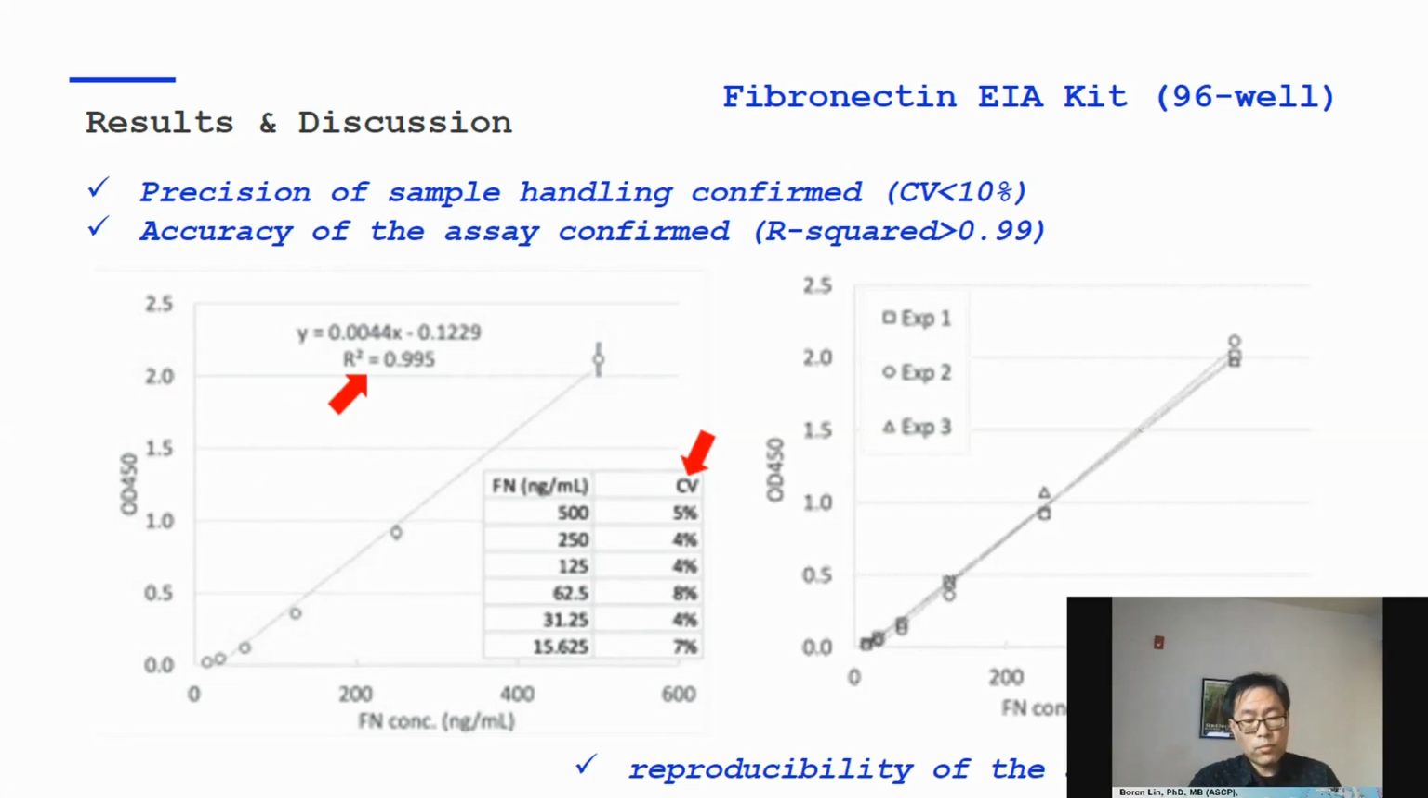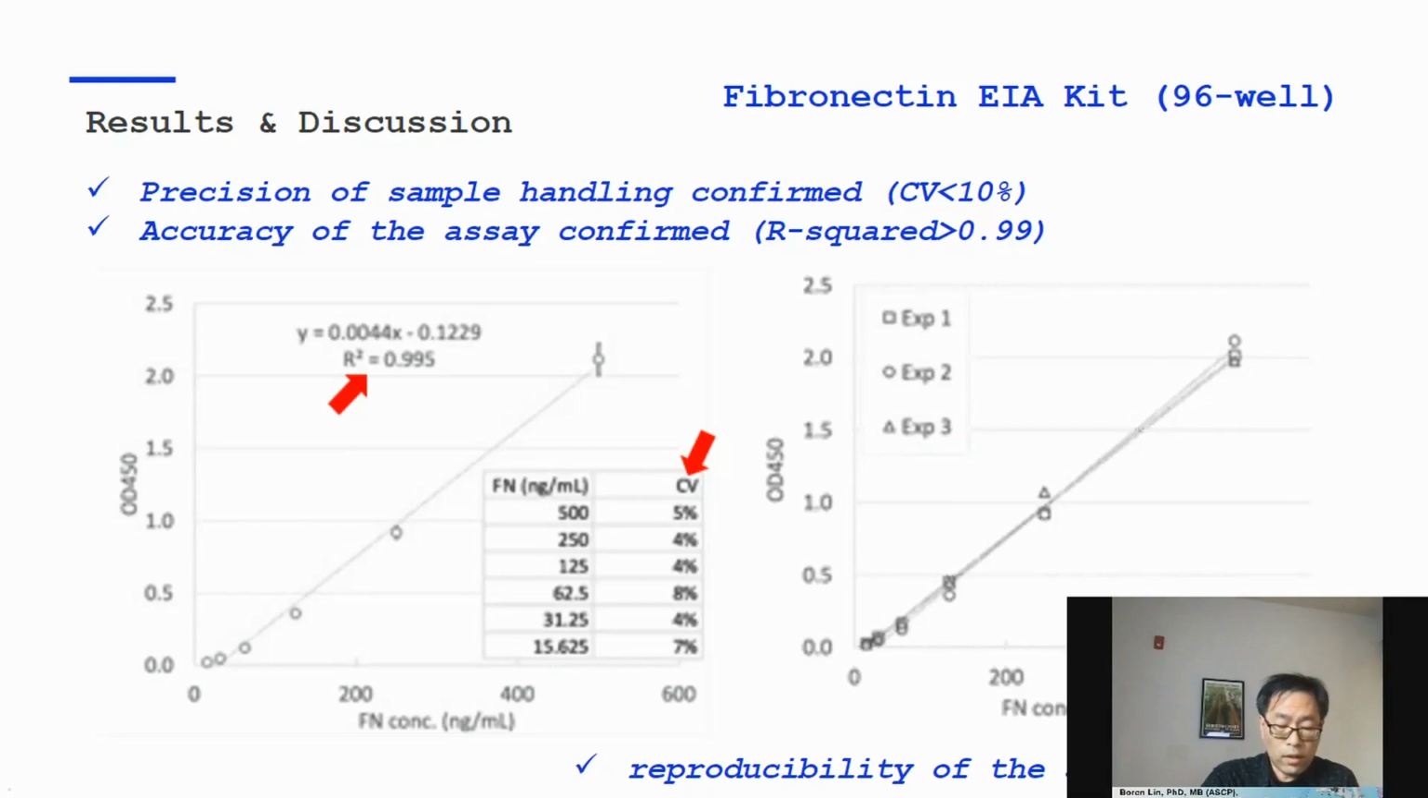So the next few slides will quickly go through the data that confirm the quality of the sample processing on this liquid handler. We first ran the ELISA kit for fibronectin detection. The samples were prepared by making a serial two-fold dilution of purified human fibronectin. On the left-hand side, the chart shows an almost perfect positive linear correlation between the assay's result and the target molecule concentration. Each data point was the average of triplicate results.